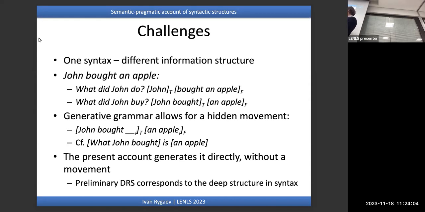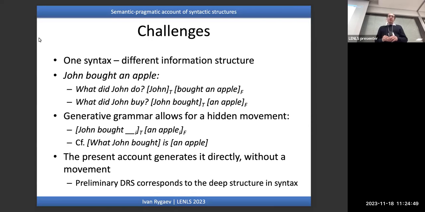So let's compare it with the sentence with that, which also answers the same question in this way. And the account directly would generate such a kind of structure without movements. And there are some theories which do not use transformations, like HPSG or Role and Reference Grammar, for example.